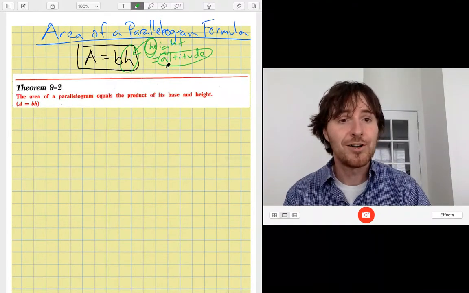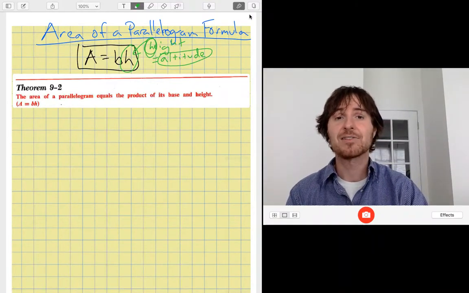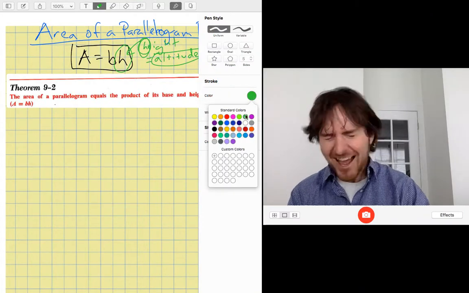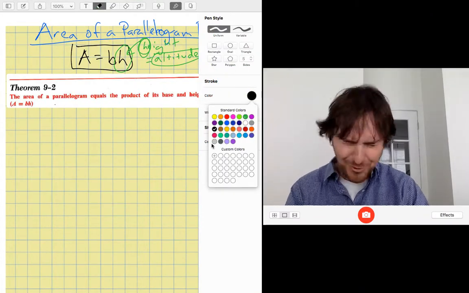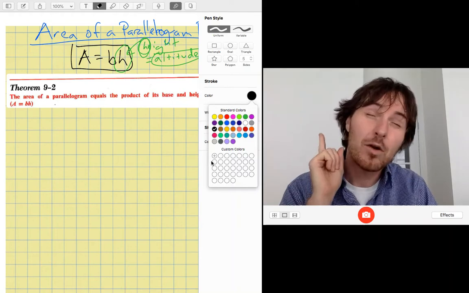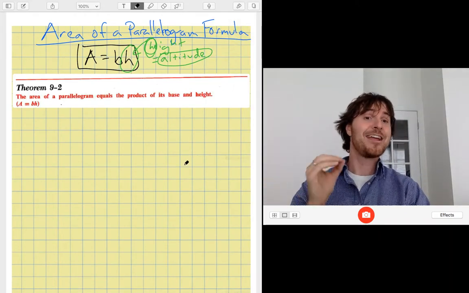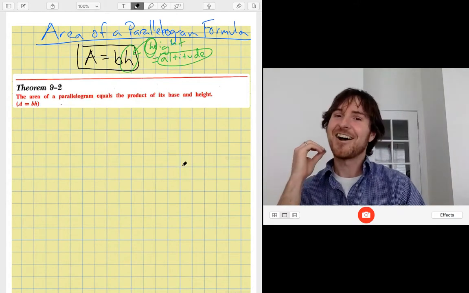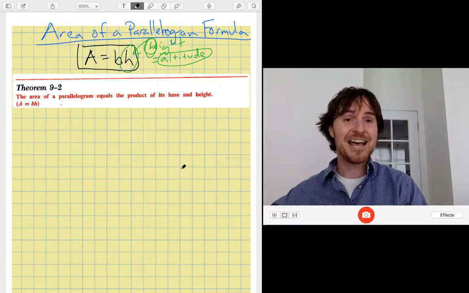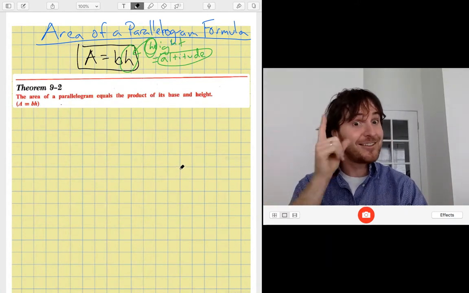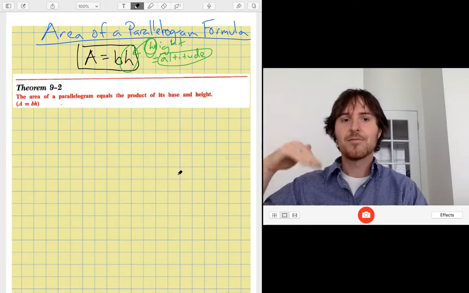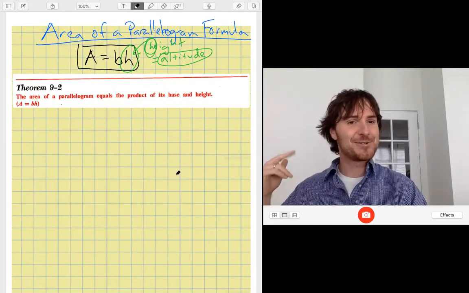So this is what we're going to prove. What do you think it's going to use? It's going to use what we just proved right before this, which is rectangles. We are going to use the rectangle theorem, that a rectangle's area equals the product of its base and its height. And its height would be a side length if it were a rectangle, because the consecutive sides of a rectangle are perpendicular.